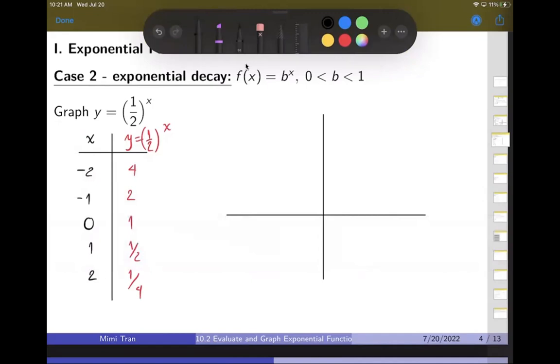-2 is 4. -1 is 2, right here. 0 is 1. And then 1/2. 1 is 1/2. And 2 is 1/4. Graph.